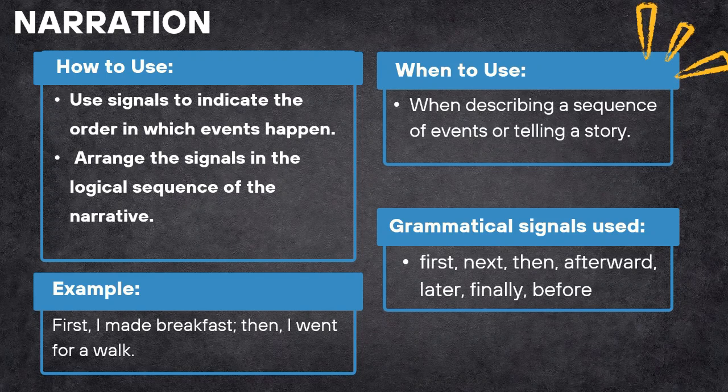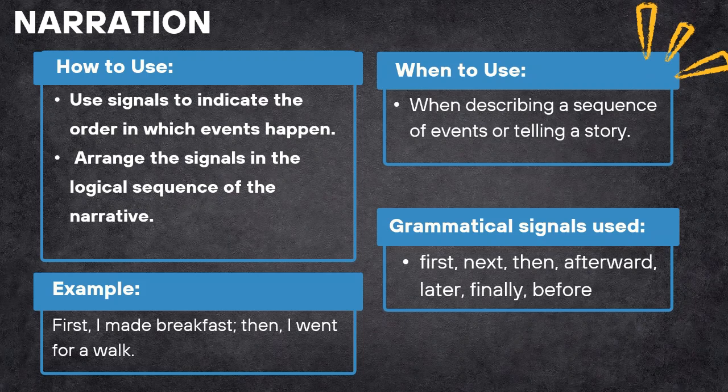How to use this pattern. Use signals to indicate the order in which events happen. Arrange the signals in the logical sequence of the narrative. So basically, when we tell a story, we have to arrange the sequence of events. It can't be that the end of the story comes at the beginning. So it should be in a chronological order and in a logical sequence.